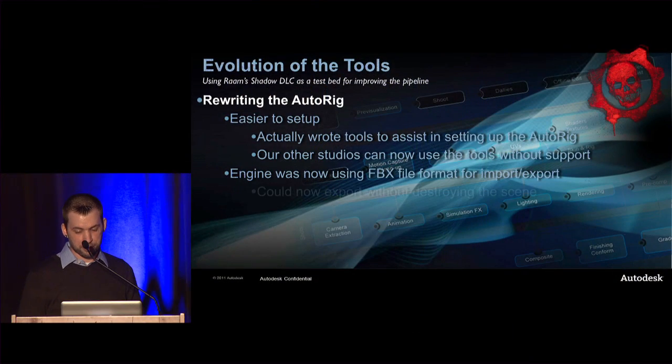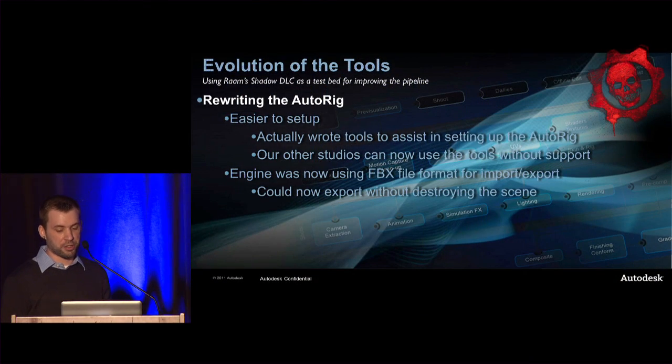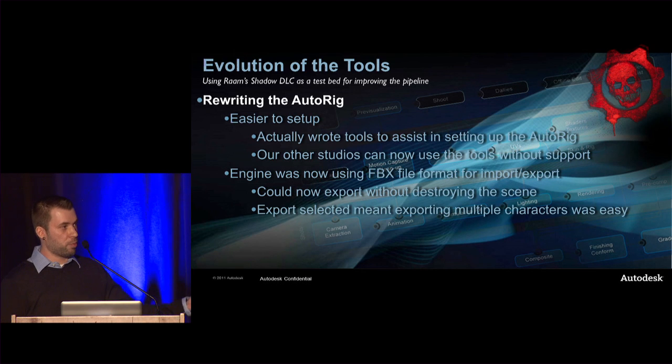So we can now export out animations from the editor that we have lost, because Gears is now a 10-year-old project. And back when it was Gears 1, small company, people didn't check things into Perforce and things like that. So now we can actually get some of that stuff back, which is great. So we can export now without destroying the scene. We can export multiple characters very easily, and it's much, much faster than ActorX.